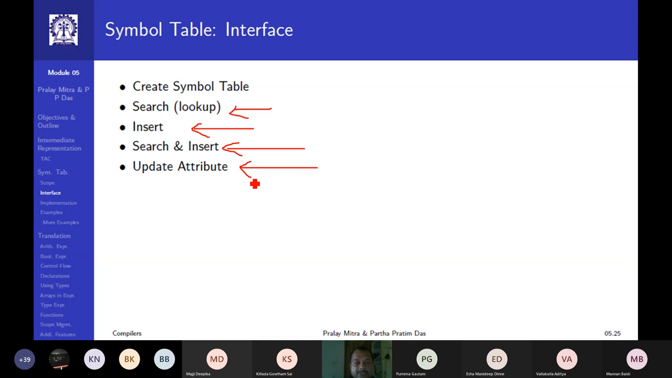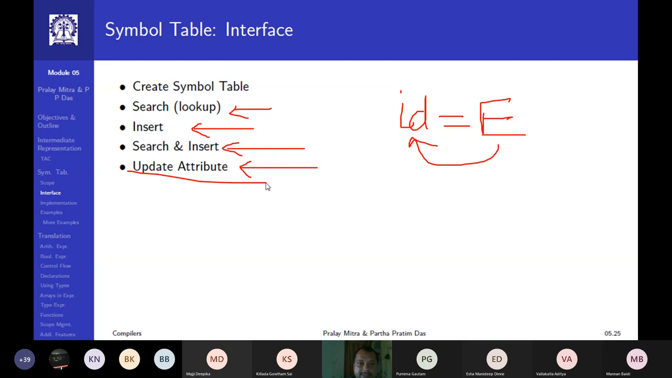One prime example, which we discussed just today: when you are evaluating some expression, the production rule is ID equals E. So that expression will be assigned to the identifier. Assigned to where? To that symbol table, to that memory location. So that updates the attribute. Those are the interfaces.